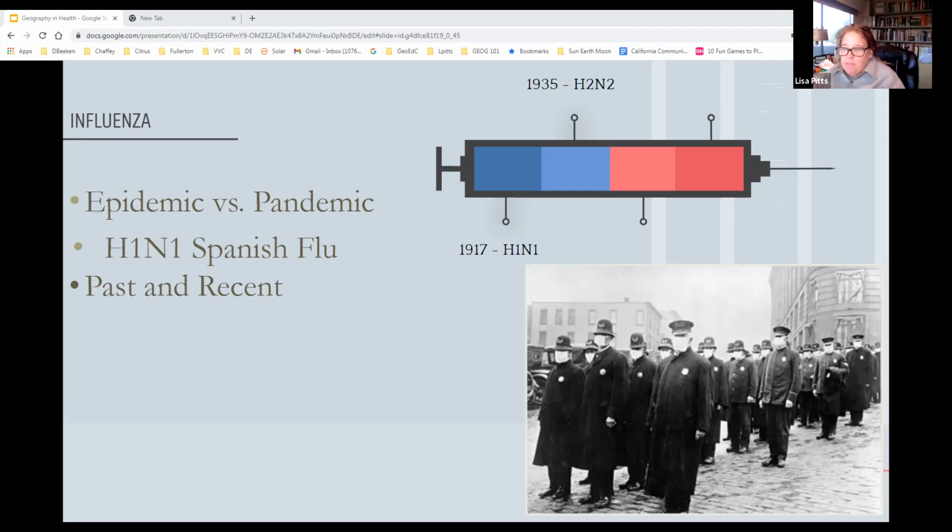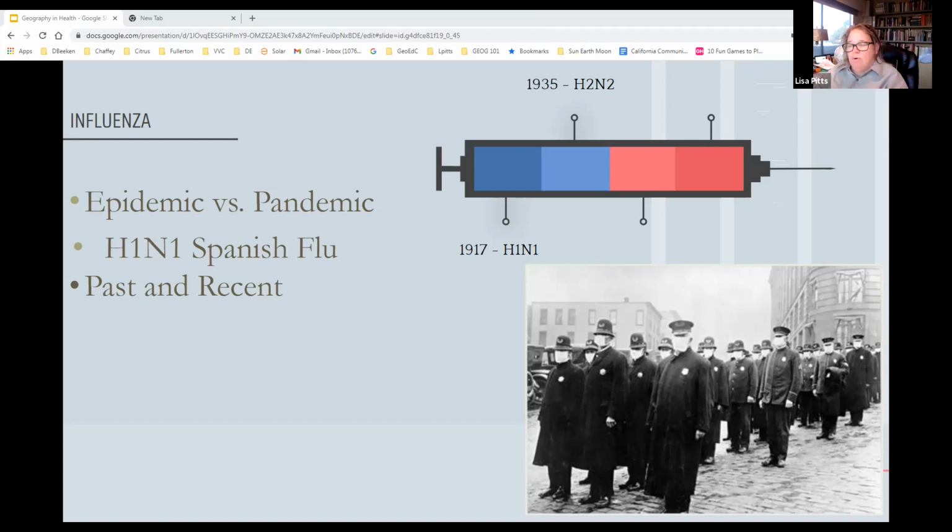So the first big pandemic is the Spanish flu back in 1917. It killed some 17 to 50 million people worldwide over about a year, between like 1918 and 1920. It's one of the most deadly pandemics in human history, not to be confused with our coronavirus situation now.